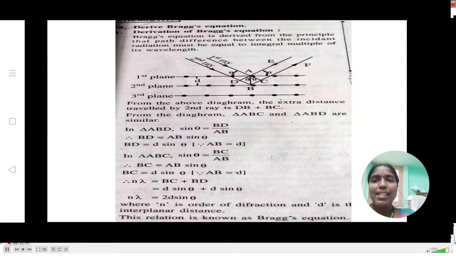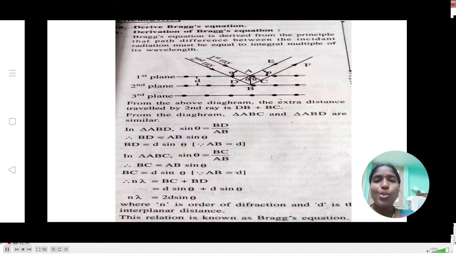AB is the distance between two planes, that is small d. So substituting this value, sin theta is equal to BD by small d. Here we are calculating the extra distance traveled by the second ray, that is BD. So BD is equal to d sin theta. This is the first equation.